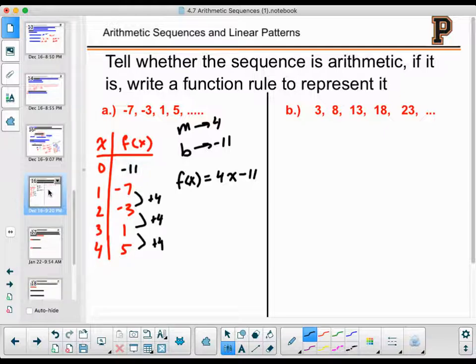Right now we're just writing the rule. We don't have to apply it to anything. Just get a little practice with that.